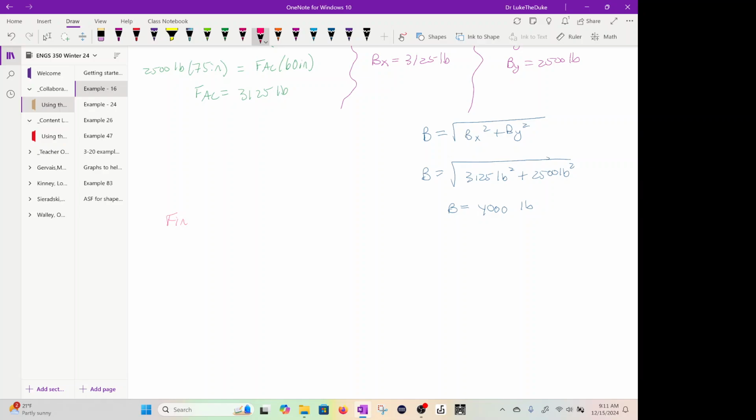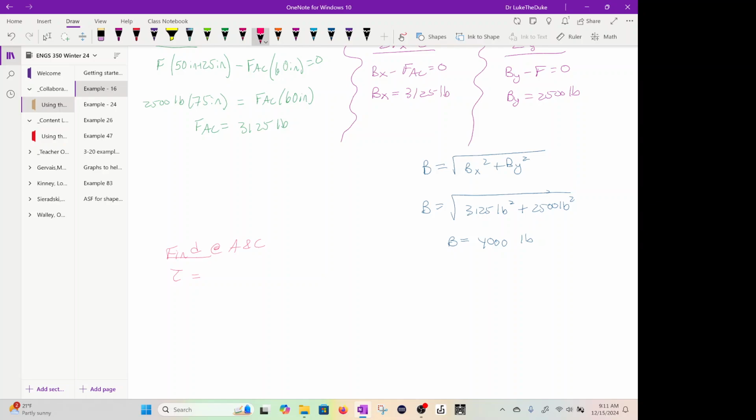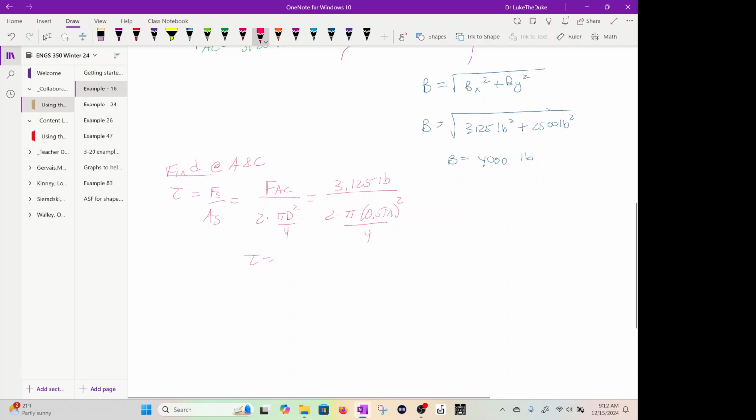We can now find tau. All right, and let's do it at A and C. So tau, did I put find up here? Yep. Fs over As, and we're doing double shear. So this would be FAC over 2 times the area, pi d squared over 4. So this is 3,125 pounds over 2 times pi times 0.5 inches squared over 4. So the tau in those pins with double shear is about 7,960 psi.